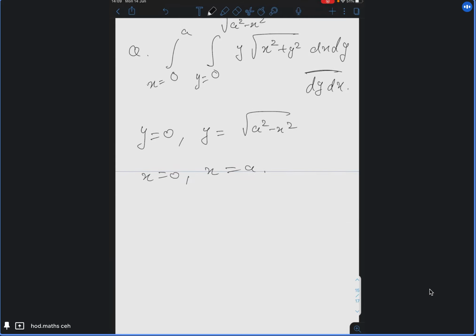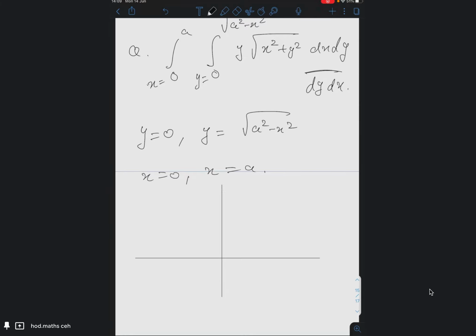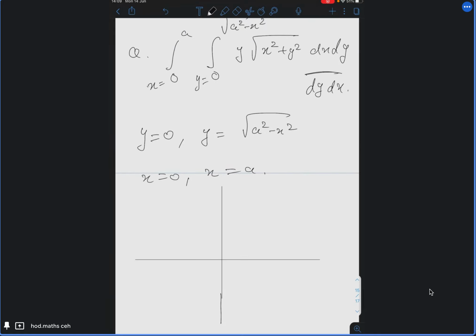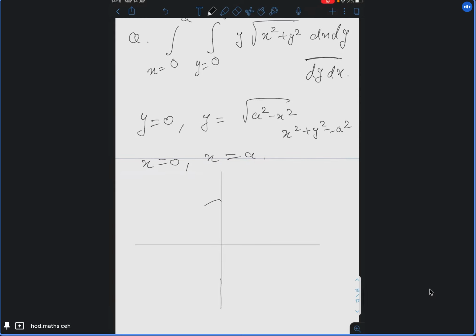Okay, so from the given region, in which quadrant does this whole thing exist? Tell me. First quadrant, for a greater than 0. Yeah, first quadrant for a greater than 0. That means this is a circle. It is x square plus y square is equal to a square, it is given. Is it or not? So it's a circle with center 0, 0 and radius a. So something like this.